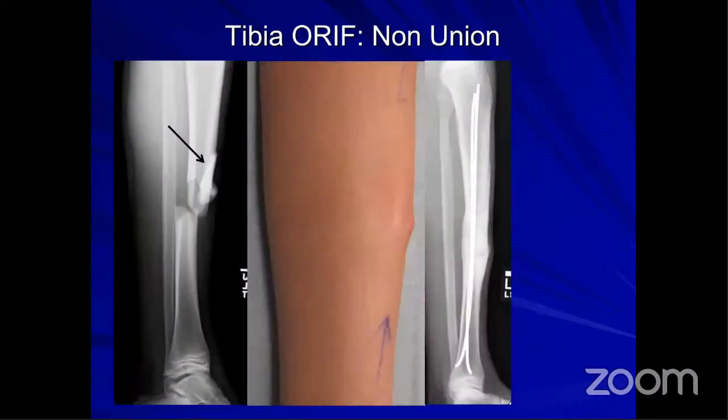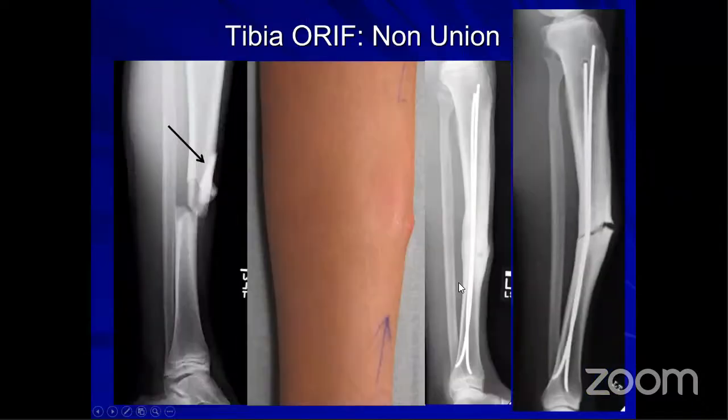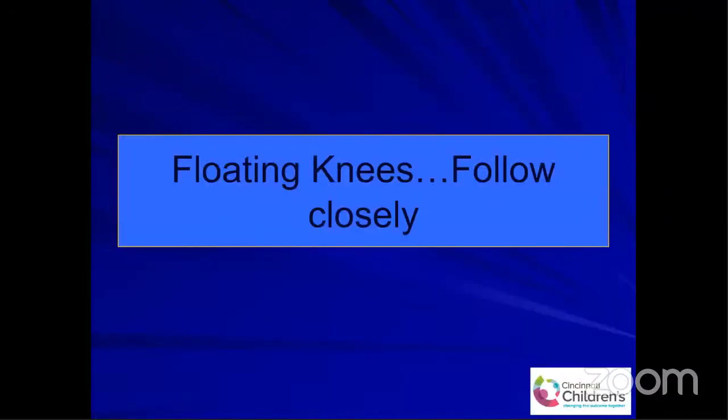Here's an example where this fragment was poking out. So we opened it and passed the nail to reposition that fragment, but that led to a non-union, as you can see here. So anytime you open the fracture, just be careful. You follow those patients closely. Same with floating knees, you follow them closely.